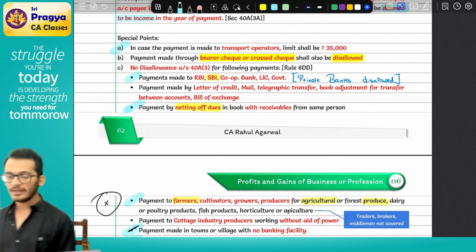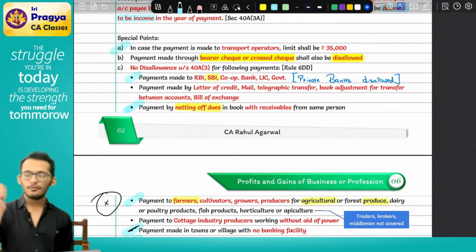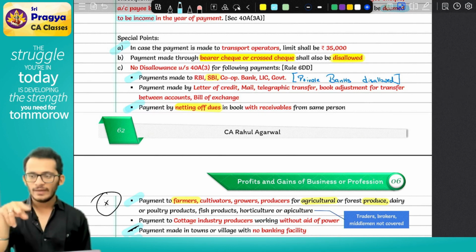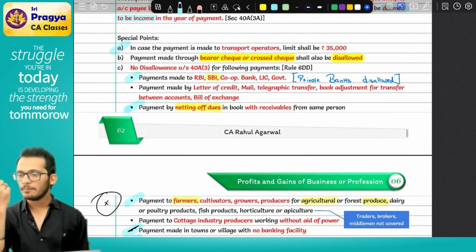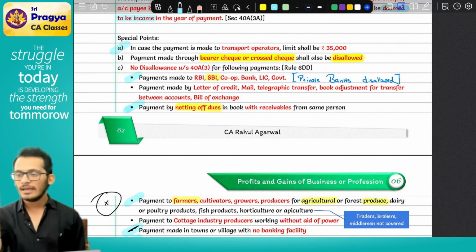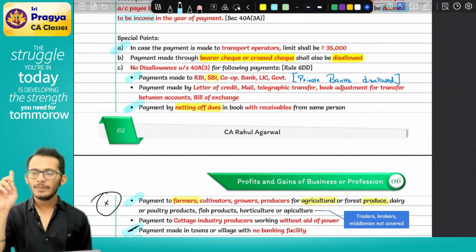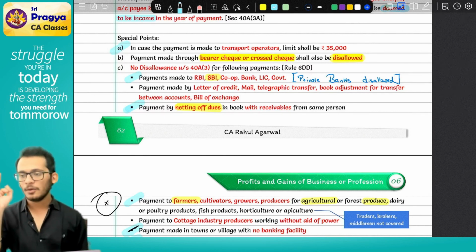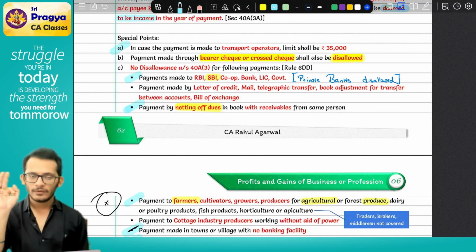So reading the section once again, the section says, if you are going to make a payment of more than 10,000 to one person in one day, other than by account payee cheque, account payee draft, electronic clearing system, or other permissible modes, the payment will be disallowed. If the payment happens in the next year, it will be deemed as income. If you make the payment by bearer cheque and cross cheque, disallowed. If you make the payment to a transport operator up to 35,000, allowed. If you make a payment to an employee for retirement benefits up to 50,000, allowed.